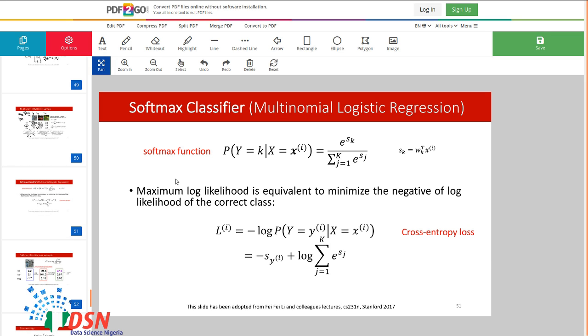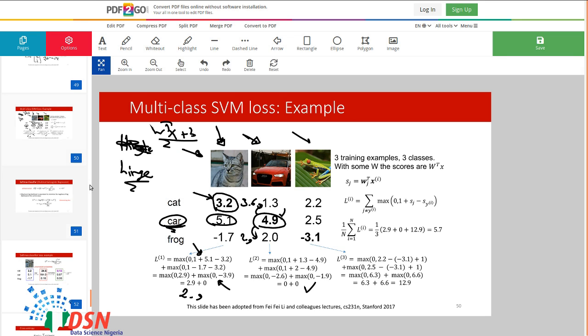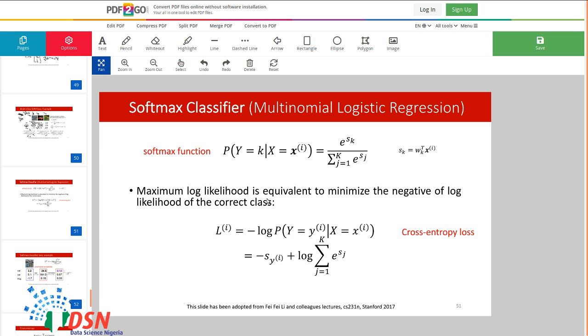Okay, so until now we saw how to use the SVM loss, but the output of SVM loss is just a score, and we could not actually get a suitable intuition about these numbers. So one way to have the intuition about the numbers is to convert them to some kind of probability.